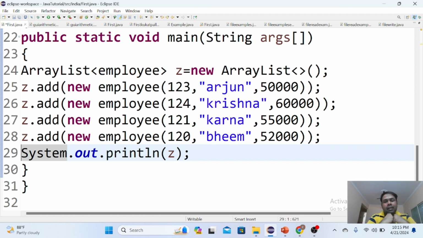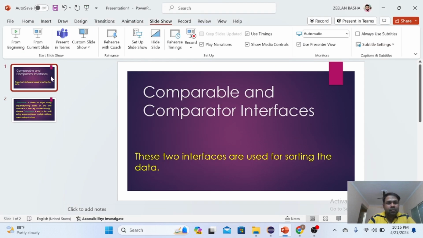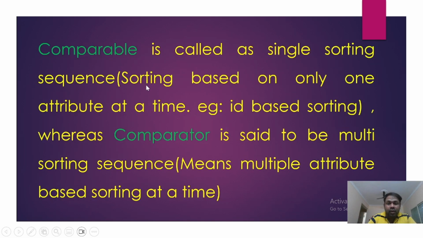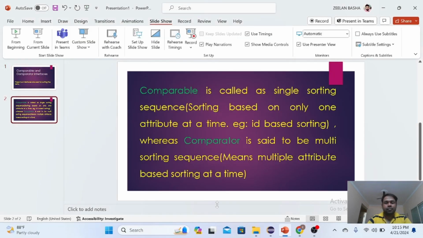Then immediately I need to remind you of two names that I started with. What are those? Comparable and Comparator interfaces. Comparable is only a single sorting sequence, meaning only ID based sorting or name based sorting or salary based sorting. Comparator can do all at a time. So let me start with Comparable.